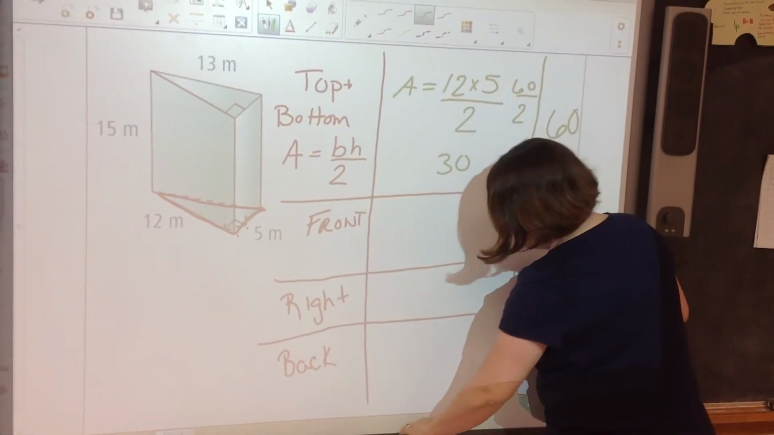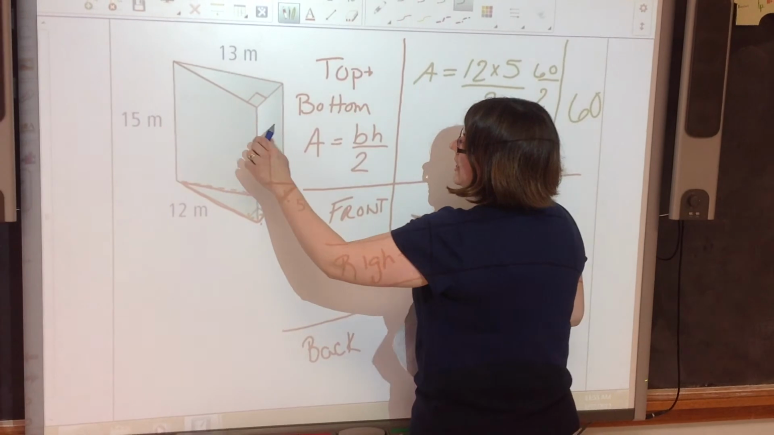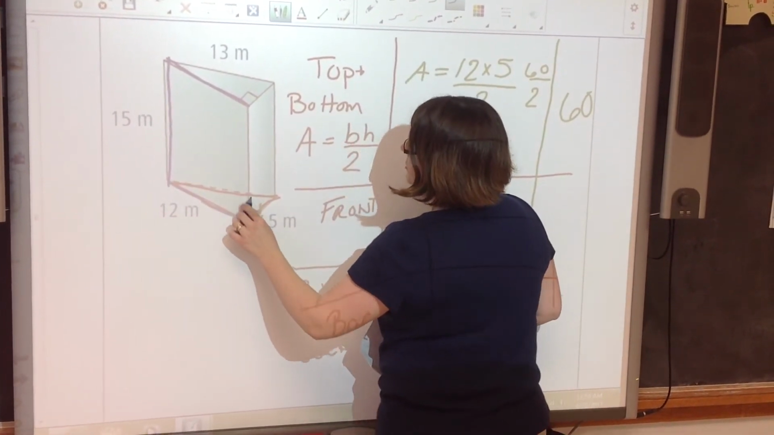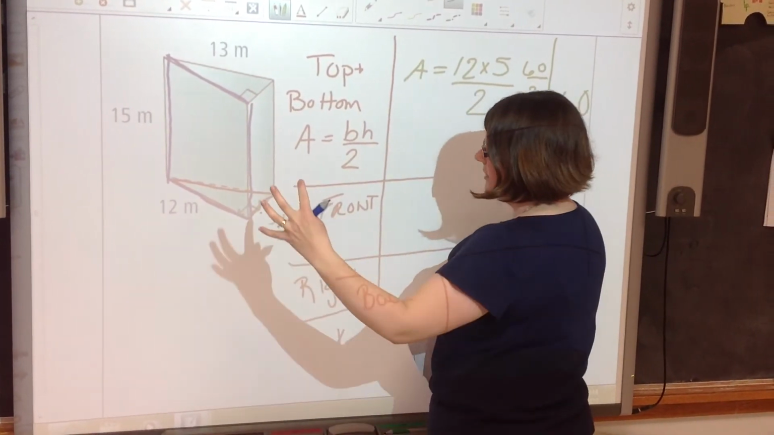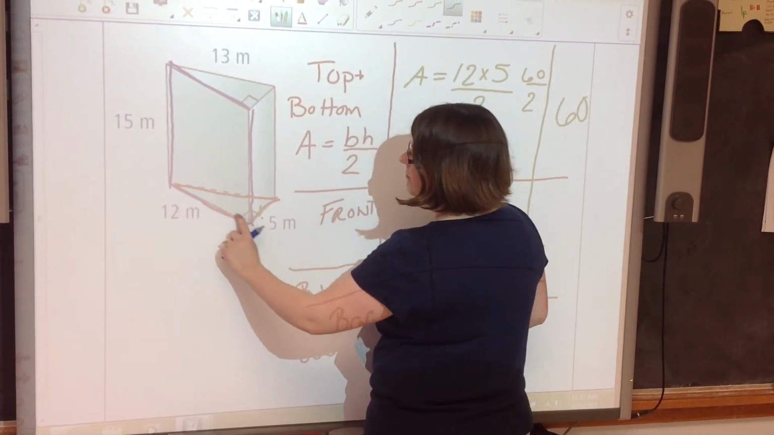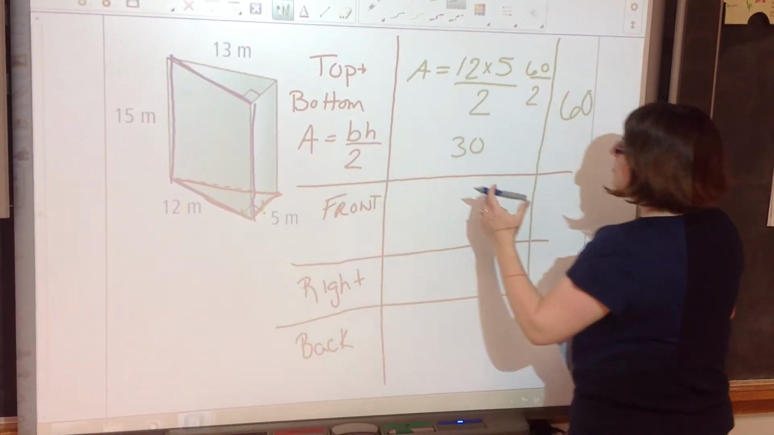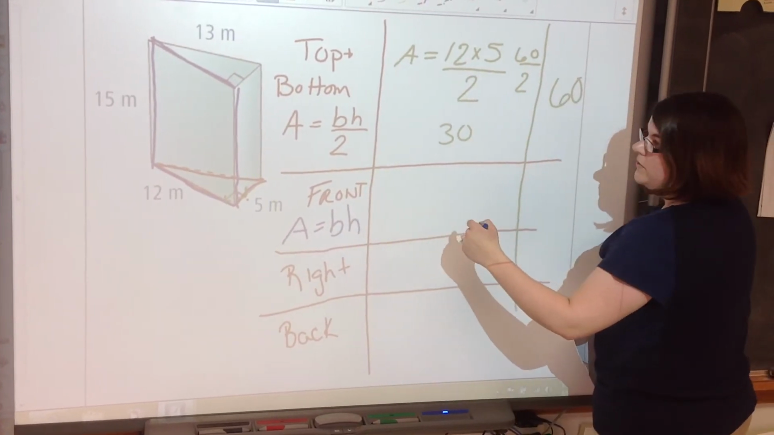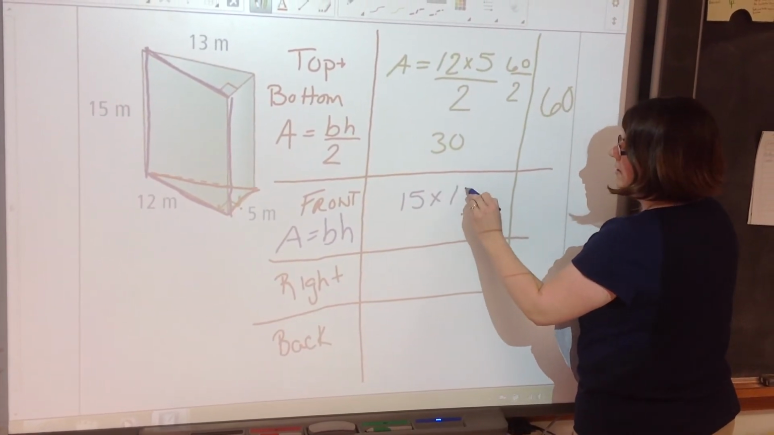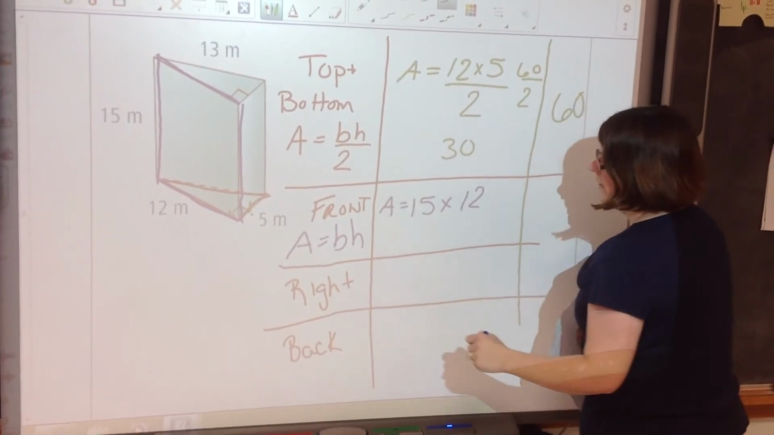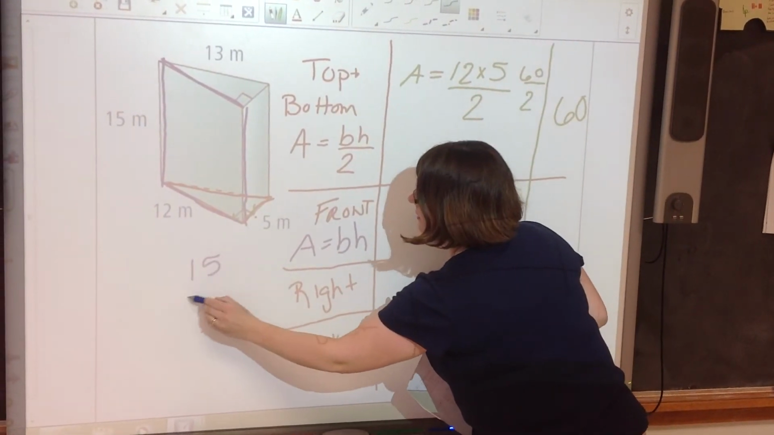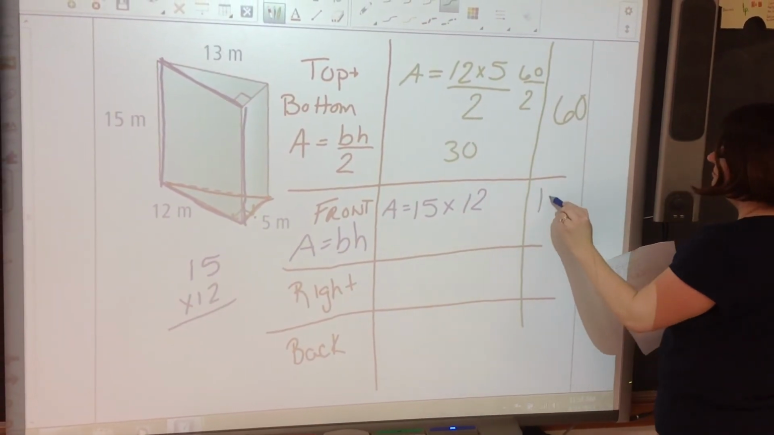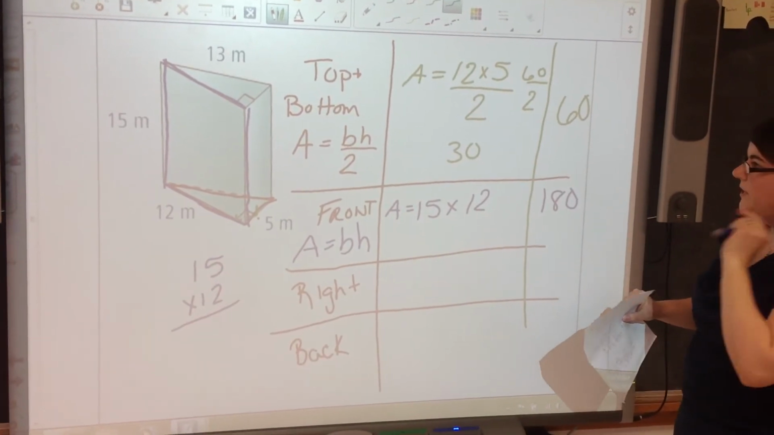Now we have our front panel. If we look at the front of our figure, and again, this is a very visual thing, you have to kind of think like you're looking straight at our figure. If you're looking straight at the figure, the base here is 12, and the height is 15. So we want to do base times height, that's our plan. And we would do 15 times 12. And again, that work can be done over here on the side. And 15 times 12 is 180. So we have that panel.